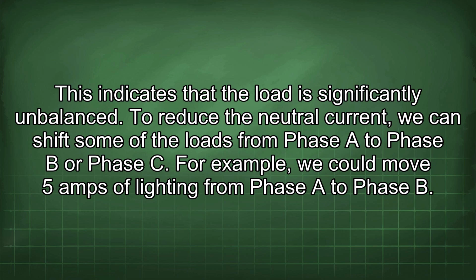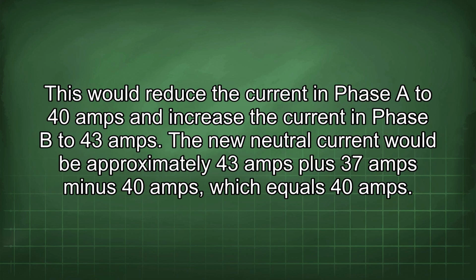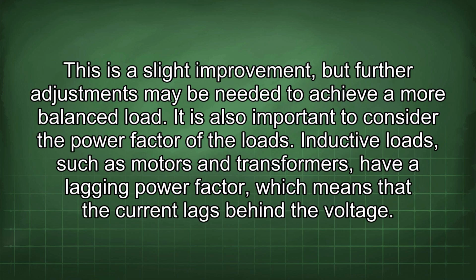To reduce the neutral current, we can shift some of the loads from phase A to phase B or phase C. For example, we could move 5 amps of lighting from phase A to phase B. This would reduce the current in phase A to 40 amps and increase the current in phase B to 43 amps. The new neutral current would be approximately 43 amps plus 37 amps minus 40 amps, which equals 40 amps. This is a slight improvement, but further adjustments may be needed to achieve a more balanced load.